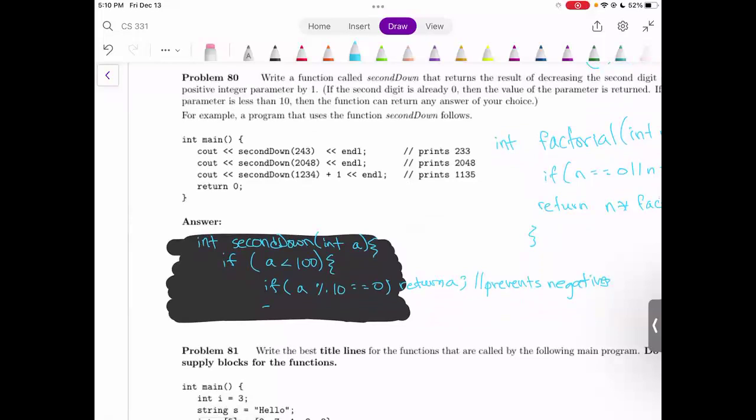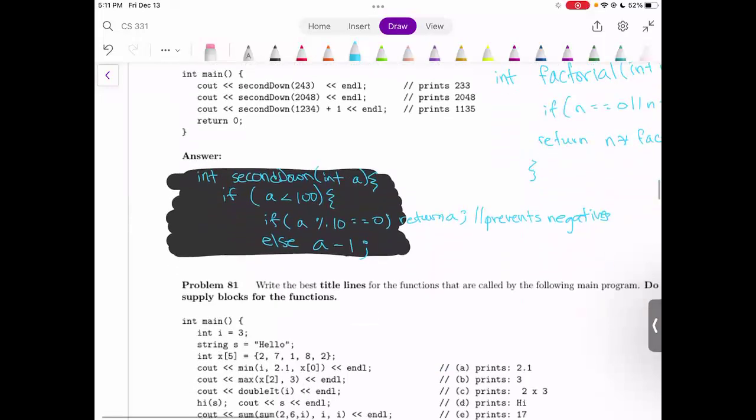Then what we do is, if not, then we'll just say else a minus 1. We let the computer calculate it for us. Okay, that's only if it's 2 digits. If it's not 2 digits, then we have to somehow get it to 2 digits, but while preserving all the other digits.